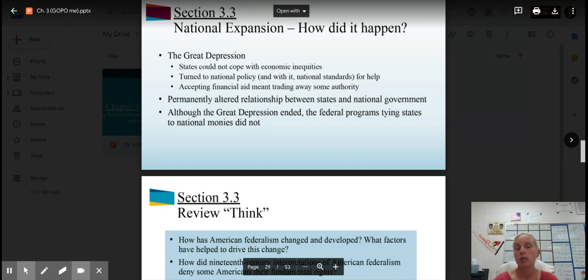This is where the government stepped in and became more involved nationally at the state levels by giving them money. And the states were like, we will definitely accept your financial aid. We need the help, but there's a cost to it. So what's the cost? Well, the federal government has more control over what the states can do. And this permanently altered the relationship between the state and national government, because even after the Great Depression ended, those federal programs stayed in the states.